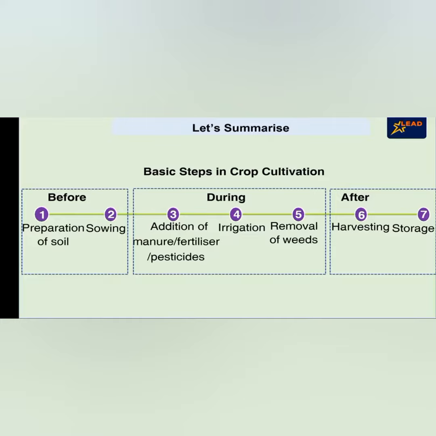Let's summarize the different basic steps in crop cultivation. These are preparation of soil, sowing, application of fertilizers, manure, pesticides, irrigation, removal of weed, harvesting, and storage.